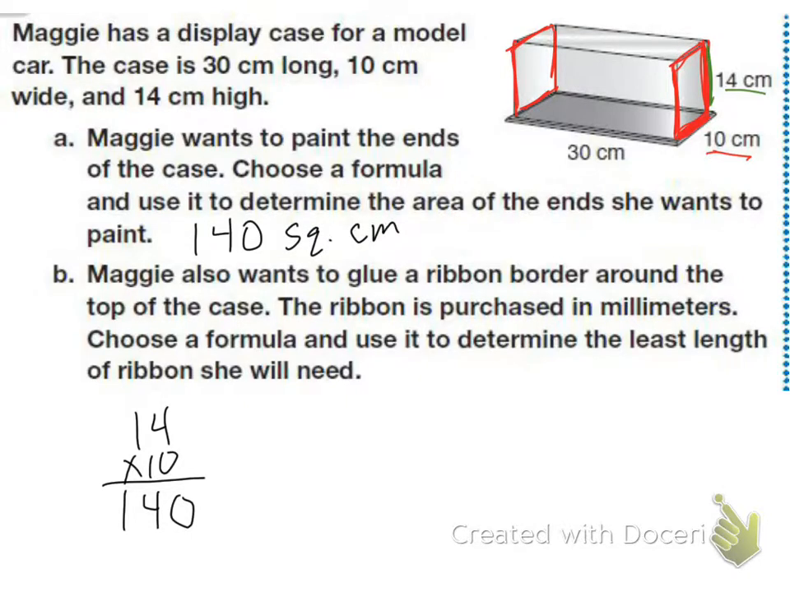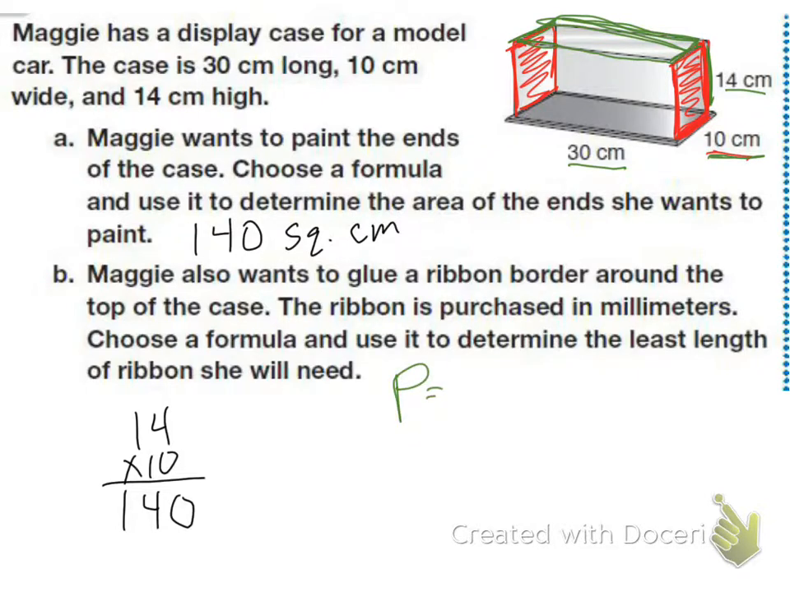Then it says Maggie also wants to glue a ribbon border around the top of the case. The ribbon is purchased in millimeters. Choose a formula and use it to determine the best length of ribbon she'll need. So since I'm taking the ribbon, because with the paint I was painting the whole surface, but for the ribbon I'm just going to go on the outside of the tank. I don't need to paint all the inside. So my length is going to be 30 and my width will be 10.